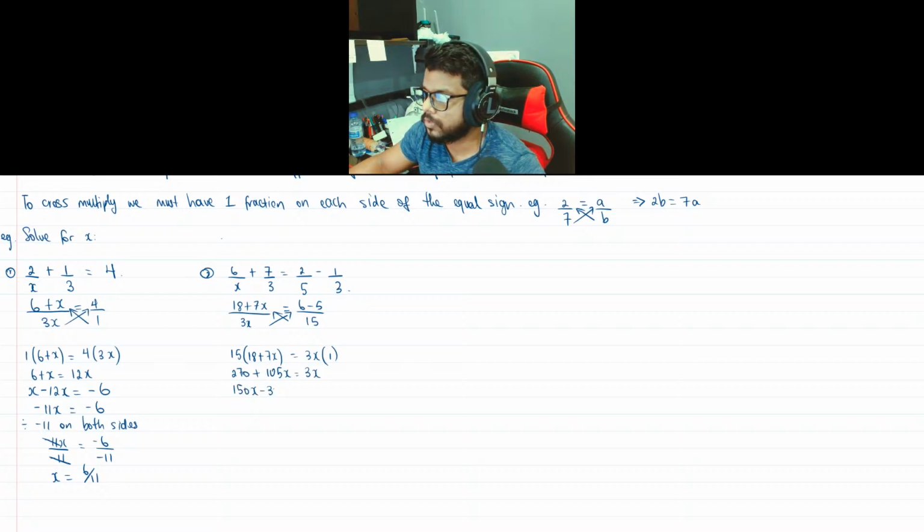105x take away 3x is 102x, negative 270. 105 take away 3 is 102x is negative 270. I will divide by 102 on both sides.